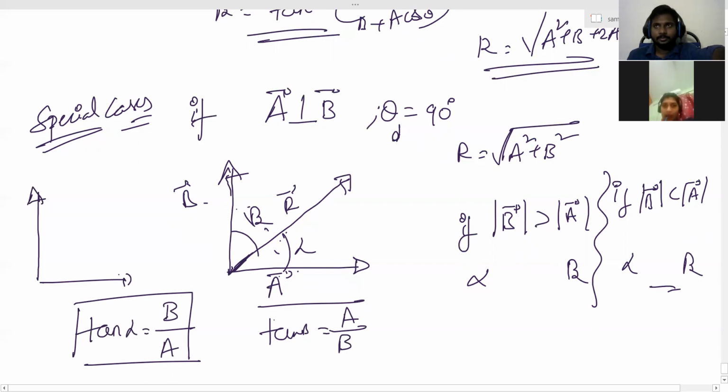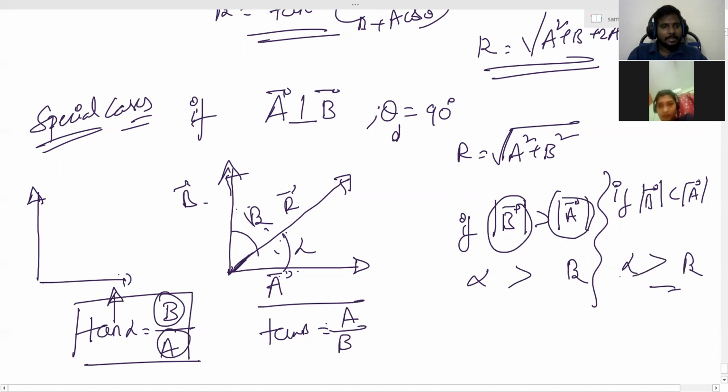So tan beta is A by B, or not? Okay, tell me, if magnitude of B is greater than magnitude of A, then alpha will be bigger than beta or not? Because tan is an increasing function. So if B is greater than A, alpha will be greater than beta. That's it. Then if B is less than A, beta will be greater than alpha.